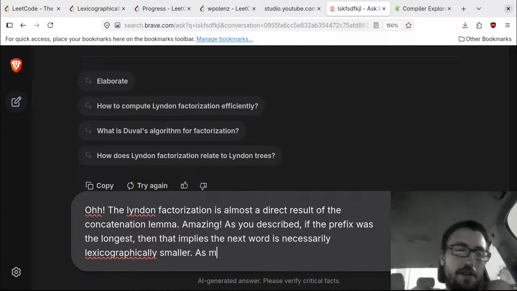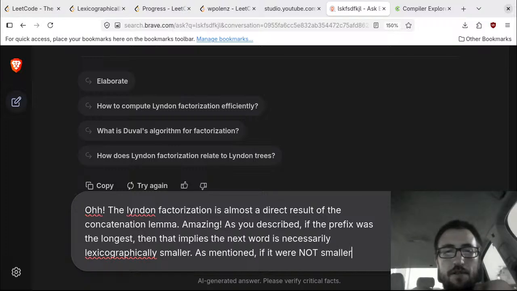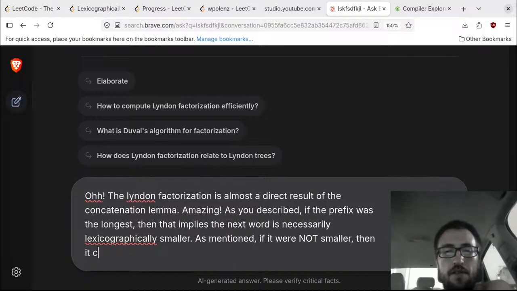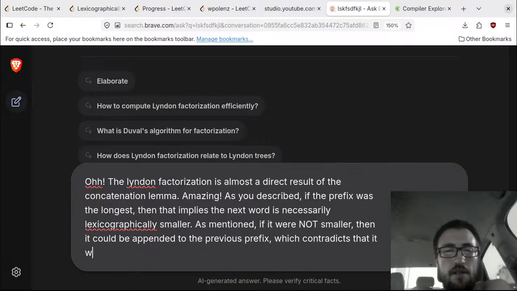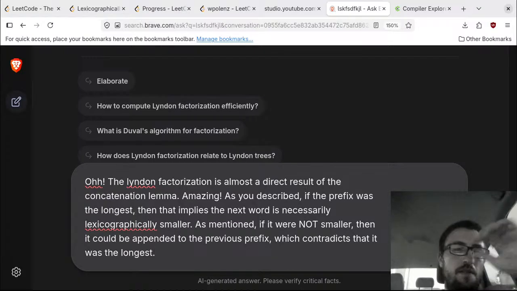As mentioned, if it were not smaller, then it could be appended to the previous prefix, which contradicts that it was the longest. Oh, lexicographically.